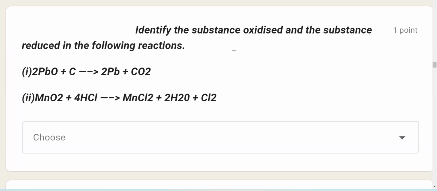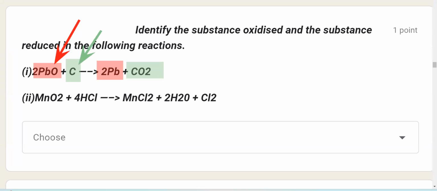Here also we have taken two such examples to understand the substance oxidized and substance reduced. This is lead oxide, right? As you can see, lead oxide during this reaction turns into lead. So therefore it is losing oxygen. And a loss of oxygen is reduction. So this is getting reduced. Now the other one, that is carbon. Carbon, as you can see, is gaining oxygen. So this is getting oxidized.